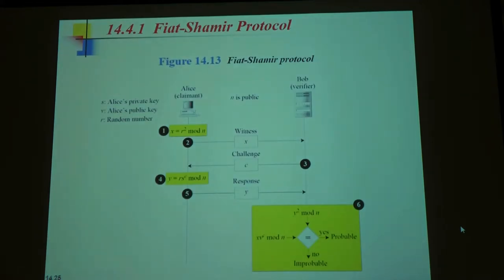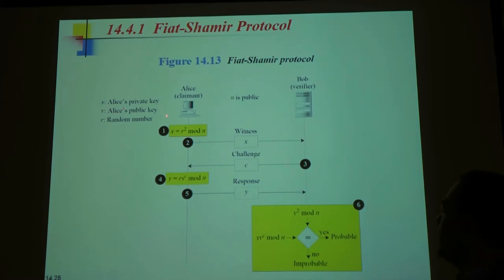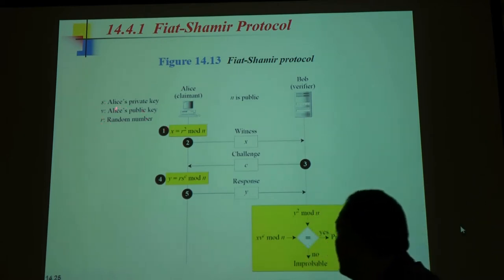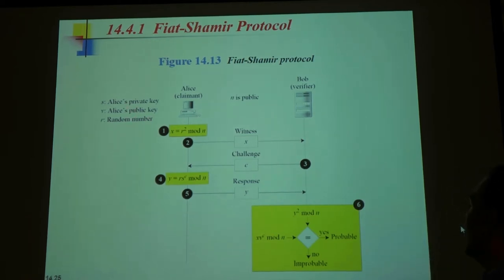All right, so the first one in here, the Feige-Fiat-Shamir protocol. This S is Alice's private key, V is Alice's public key, and R is a random number. So what will happen here? Alice will compute X, which is R to the power 2 mod n. So X is what? A number generated using the random number, squared mod n. Okay? So X will be the witness. You generate the witness, you send the witness. Then Bob will send a challenge, which is C.